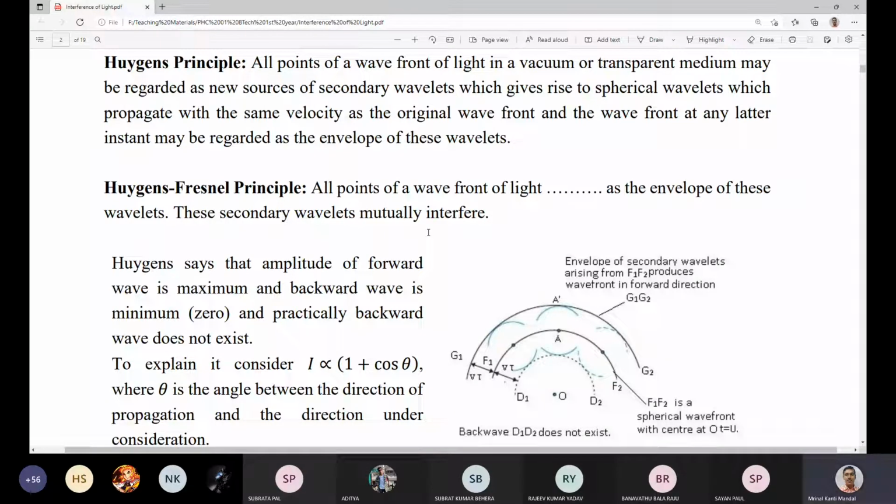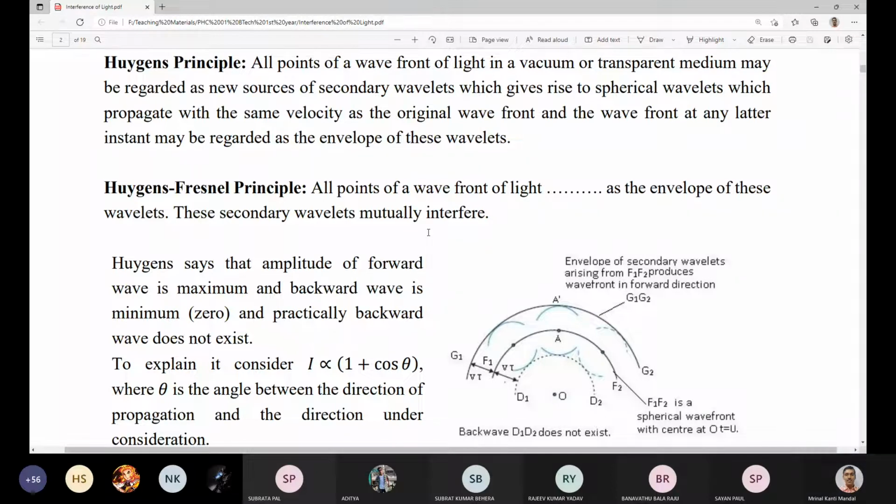So the point that secondary wavelets mutually interfere is an important conclusion, right? By considering the experimental observation, right? So to explain the interference experiment, we need this statement, that is, the secondary wavelets must mutually interfere, right? So this is the Huygens-Fresnel principle.